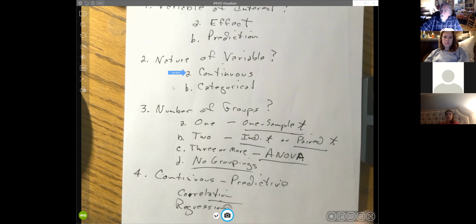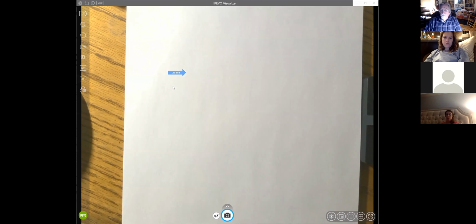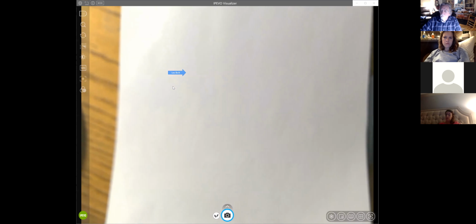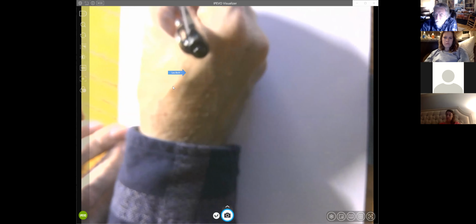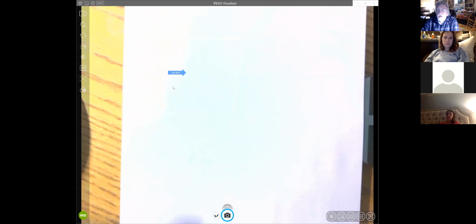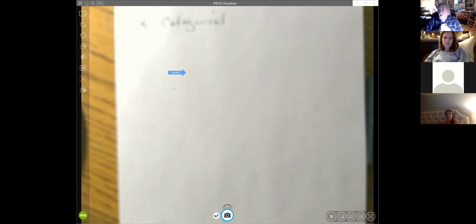Now, if the variable of interest is categorical, we have a categorical variable of interest. We have one of two things that we can deal with.